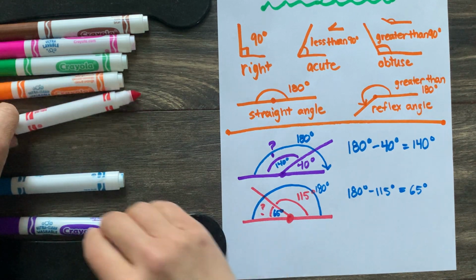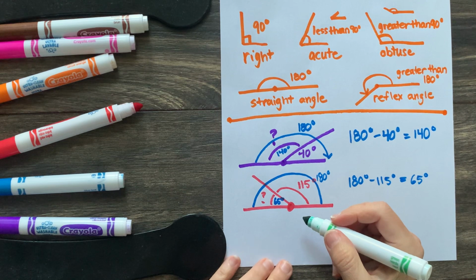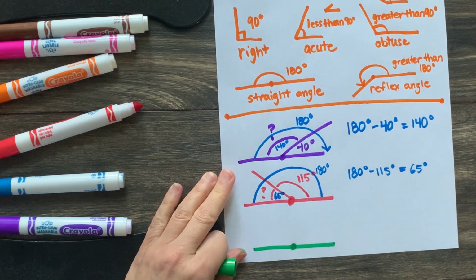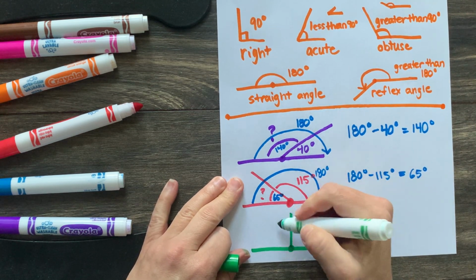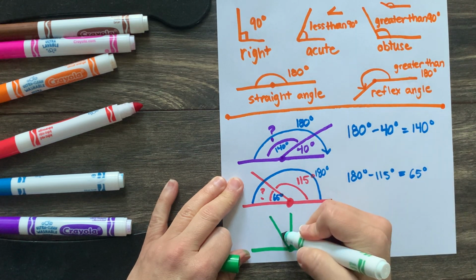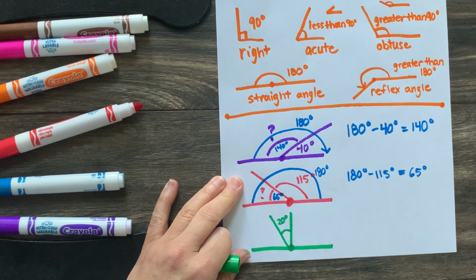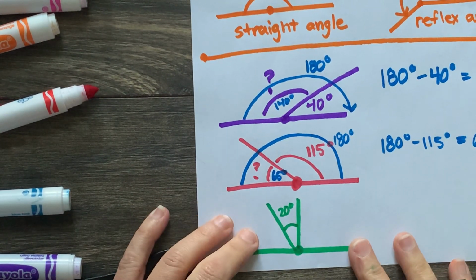What if I had an angle that looked like this? Let's see. Okay, so let me draw my straight angle here. All right, here's my vertex. I'm actually going to draw an angle that looks something like this. And I'm going to tell you that this here is 20 degrees. So let's pull this up a little bit here. This here is 20 degrees.